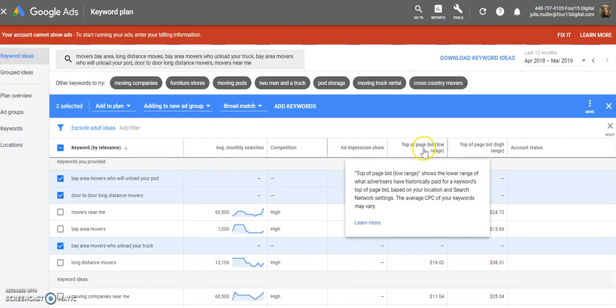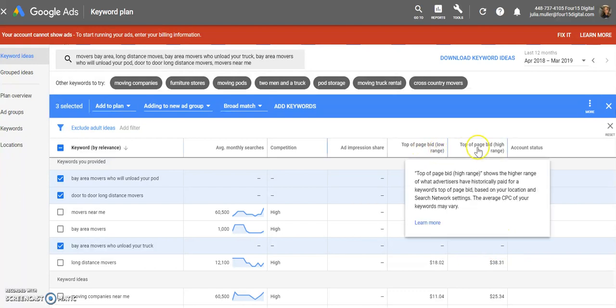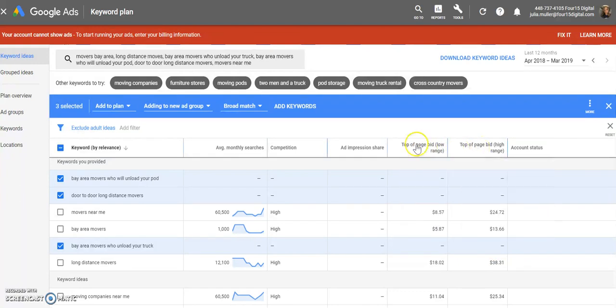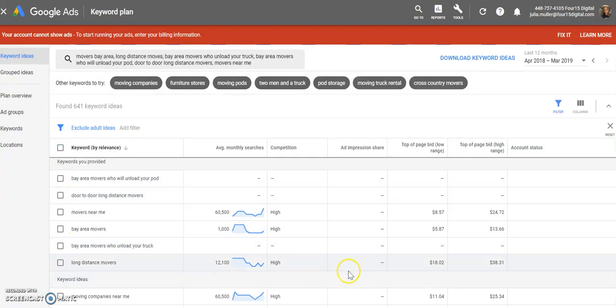I also see top of the page bid suggested, low range, high range. This will depend a lot on the advertiser's ad quality, their landing page quality, and the click-through rates that these ads are demonstrating. That's why the range is so high, between 8 and 24. We're looking at 3 times the amount starting at, say, 18 to 38.